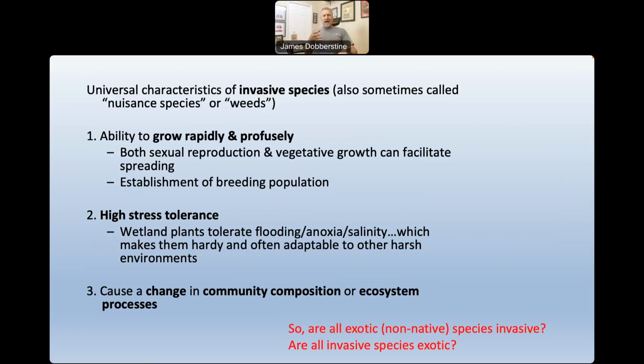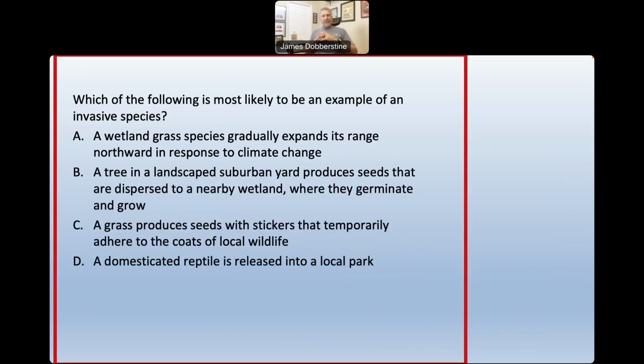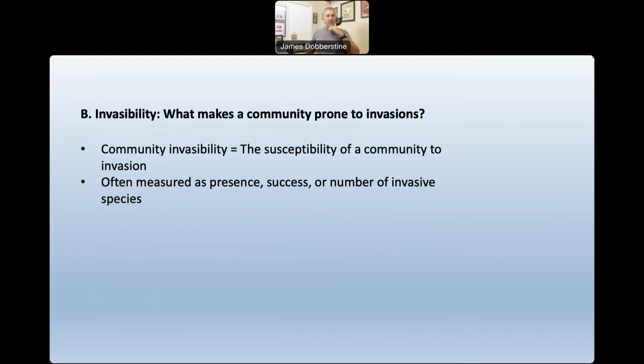So, are all exotic non-native species invasive? Are all invasive species non-native? Let's see. Oh, so clicker question here. Again, by the end of this, actually, you should be already able to answer this. But again, anytime with these recorded presentations, if you have questions, can't figure this out, let me know, and I'll be happy to help you.